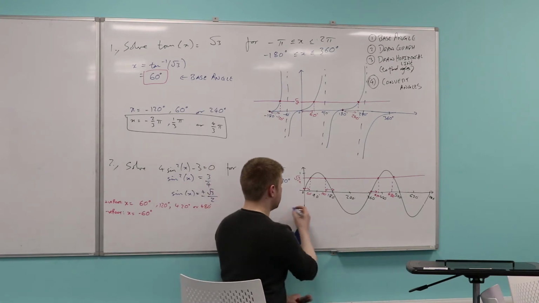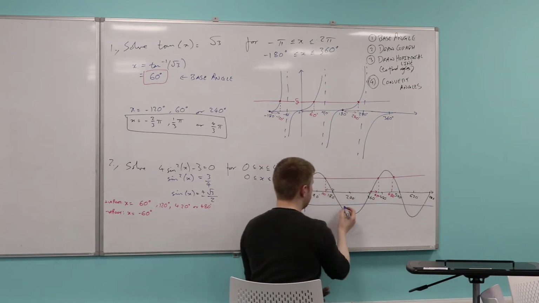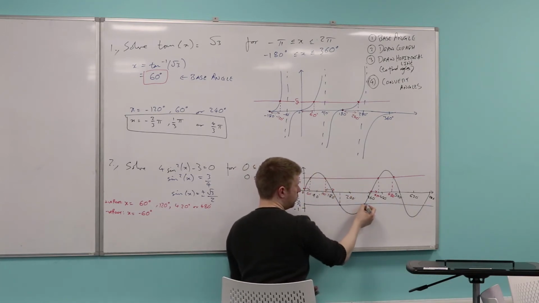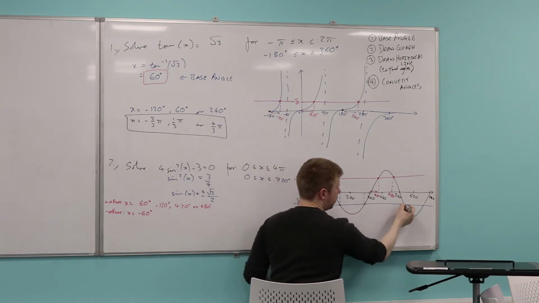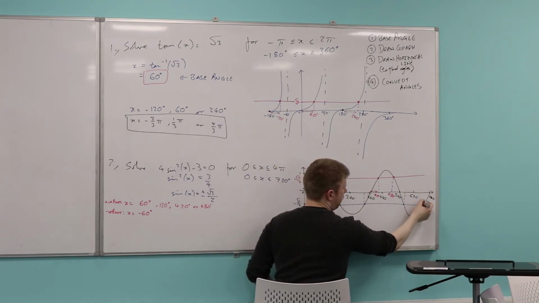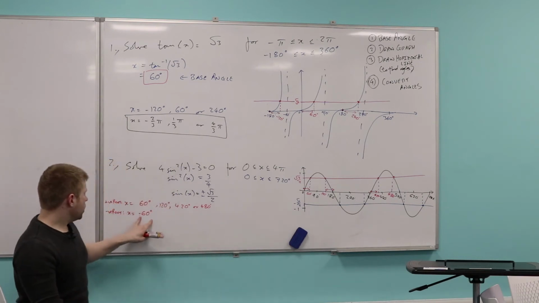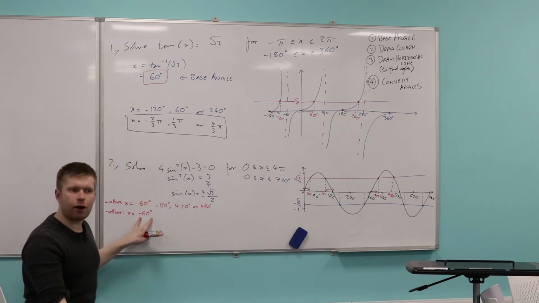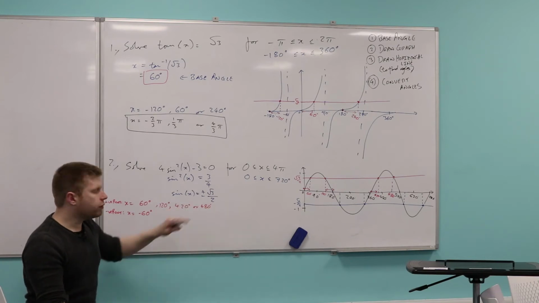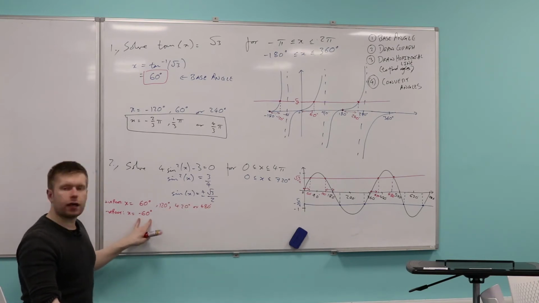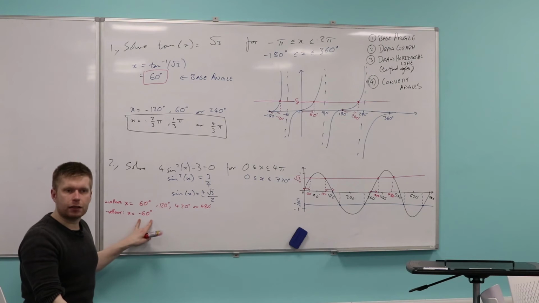So let me draw this in a different colour. There's a negative root 3 over 2. So I'm going to draw my line all the way across. I notice there's 1, 2, 3, and 4. Now just notice here, my negative root, when I stuck it in a calculator and did sine inverse of negative root 3 over 2, it comes out as negative 60, doesn't it?